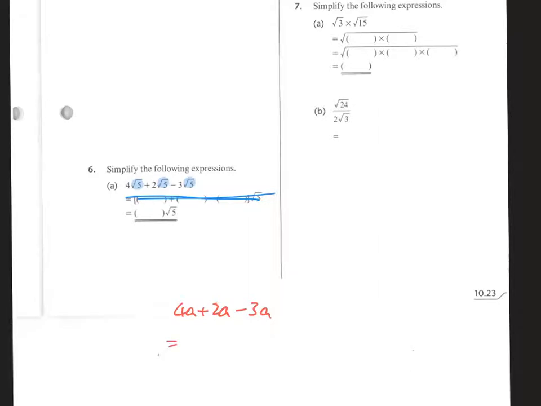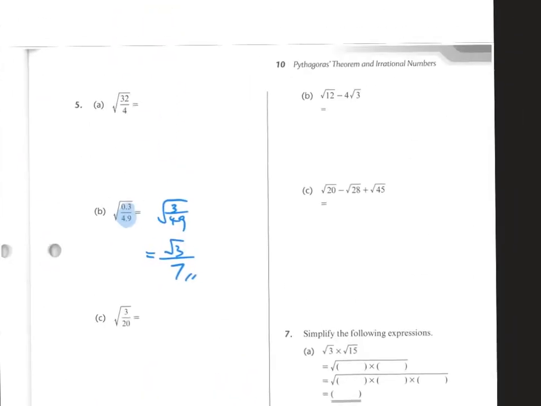In this case, by algebra, 4 plus 2 is 6, 6 minus 3 is 3, so it's 3a. That's why the answer will be written as 3 root 5 only. Easy, right? So let's take a look at more examples.